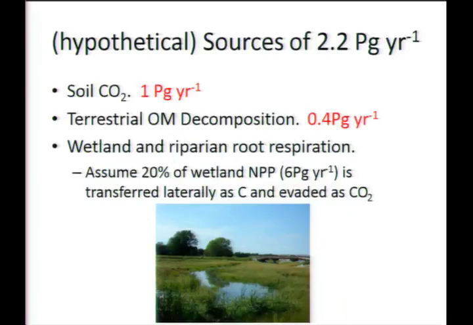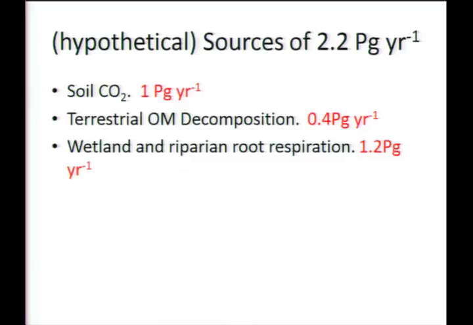And one of the really important ones, and this has been demonstrated somewhat in regional studies, is that wetland and riparian zones really can pump quite a bit of CO2 into inland waters. And this is probably a fairly significant component of the total. And if you assume that a large percent of wetland NPP is transferred to inland waters and respired, you can easily start to approach this.